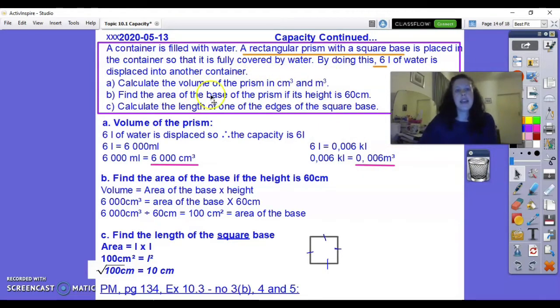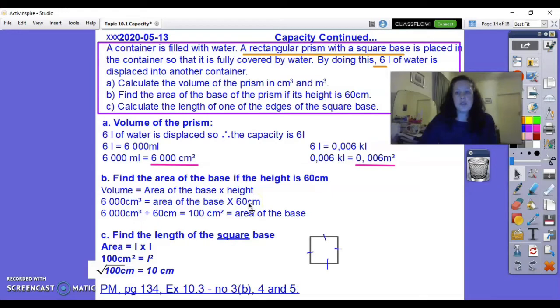Then it asks me to find the area of the base of the prism if it has a height of 60 centimeters. So I'm going to write out my volume formula, because I've calculated my volume already and I'm going to use what I have already calculated. So volume is equal to my length times breadth, which is actually the area of the base, times my height. I know my volume in centimeters cubed. My area of the base, I don't know. I need to calculate what that is. And I know my height of 60 centimeters.